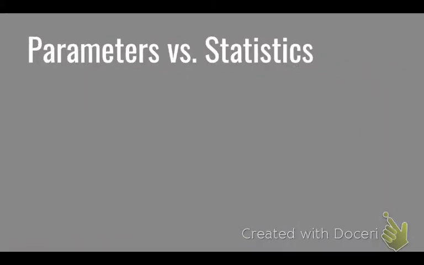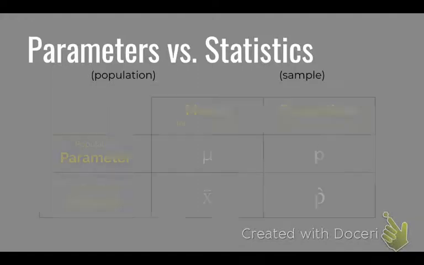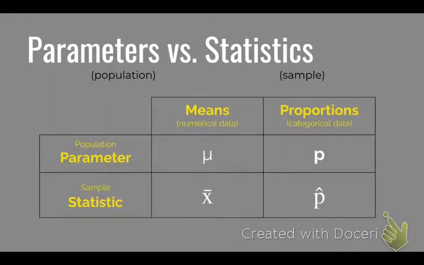We've been talking about parameters versus statistics. Your parameter is always specific to the population that we are talking about, and your statistics are specific to your samples. So when we are doing notation, if you're asked what your parameter is, you're either talking about mu or p. Mu would be the true mean of the population that we're looking at. P would represent the true proportion of the population that we're looking at.